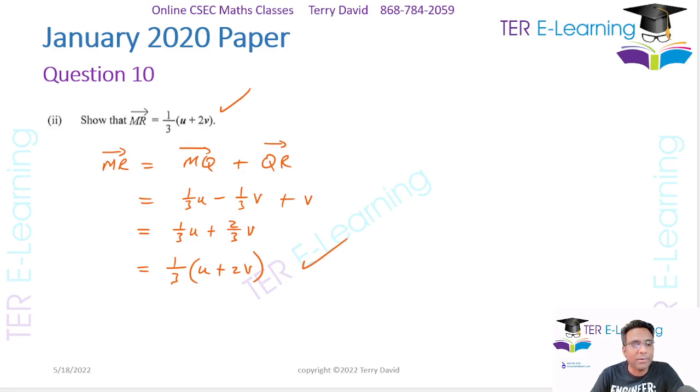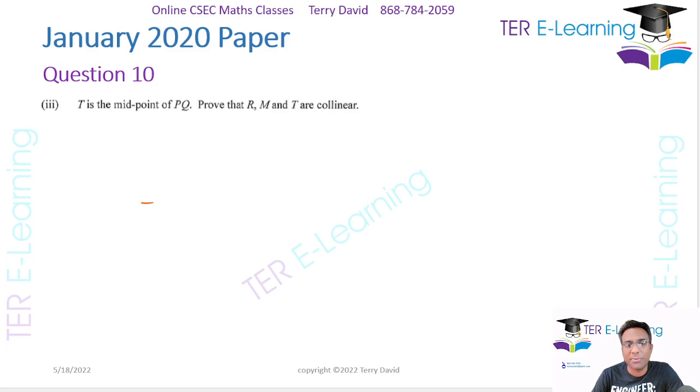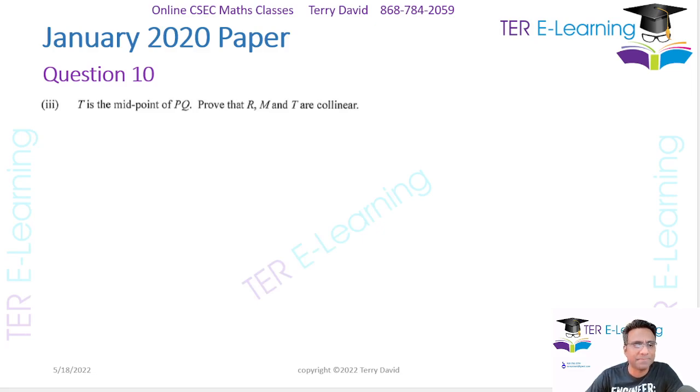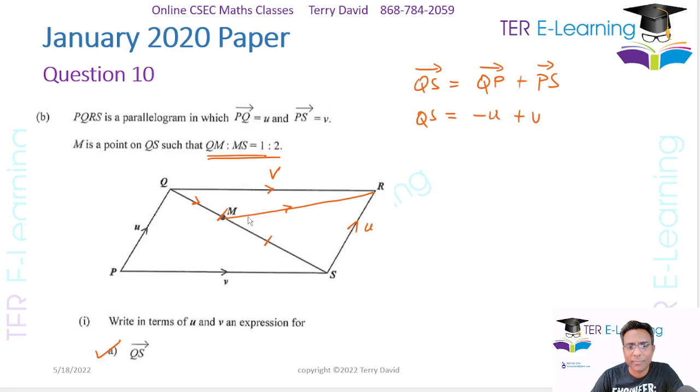And then what's the last thing they want now? They want us to prove that R, M, and T are collinear. Whenever you see the word collinear, we're trying to see if they lie on the same straight line. So R, M, and T. Oh, where's T?